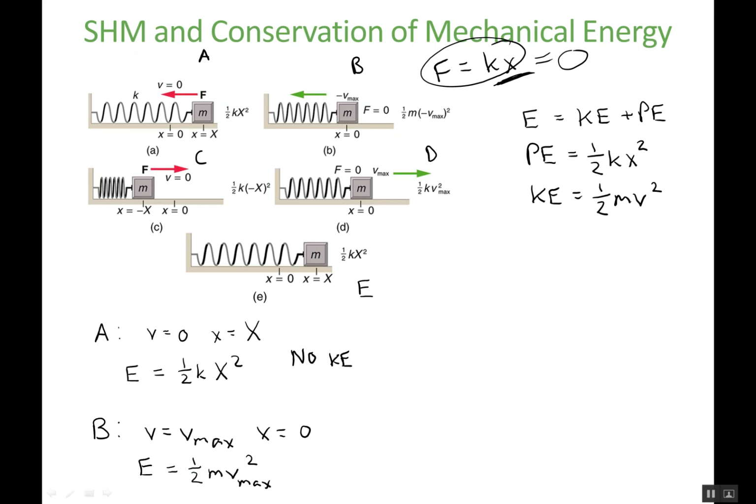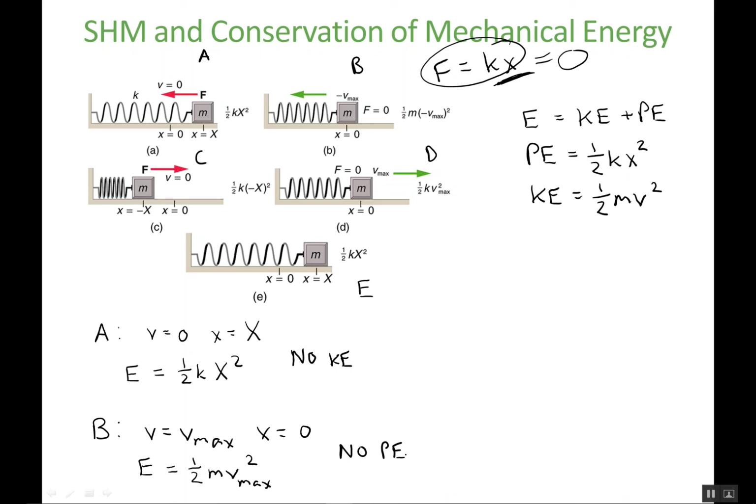So it's not accelerating. F equals ma. So if F is 0, a is 0. It's not accelerating. So at that moment, it's not speeding up and it's not slowing down, but it has the highest speed that it will attain anywhere, v max. So while its position is 0 and thus the potential energy stored in the spring is 0, the kinetic energy is maximized, equal to 1/2 m v max squared. So in panel B, there's no potential energy. All the energy is kinetic energy.